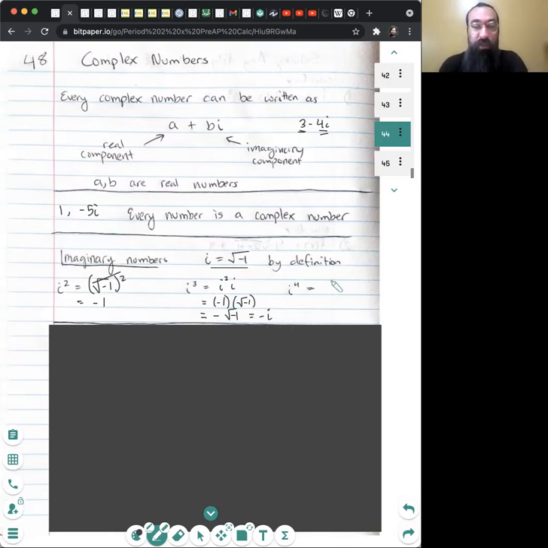Again, pause it and see if you can figure out i to the 4th. All right, here's i to the 4th. I'm going to think about this again, just like I did i cubed, as i squared times i squared, because that adds up to 4, makes it easy on us. And we know that i squared is negative 1. So it's really just negative 1 times negative 1, which is positive 1. All right, pause it and we'll move to that next section.